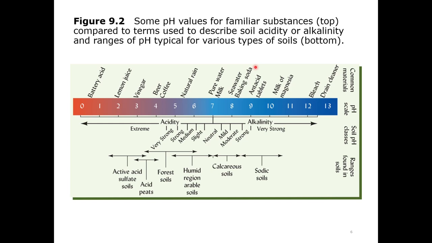This is figure 2 from the textbook, and here are the pH values for familiar substances at the top of the figure. And at the bottom of the figure, we can see the different kinds of soils that help us describe soil acidity using different substances. We can see battery acid, very acidic, and drain cleaner, very alkaline, while pure water is the neutral one. In this figure, milk is placed on the right hand side of the pure water, meaning that milk is slightly alkaline.